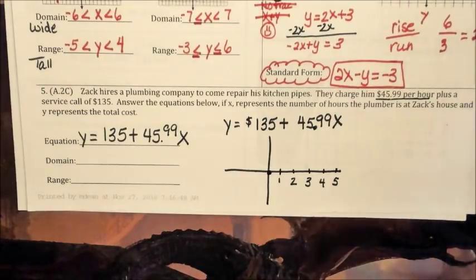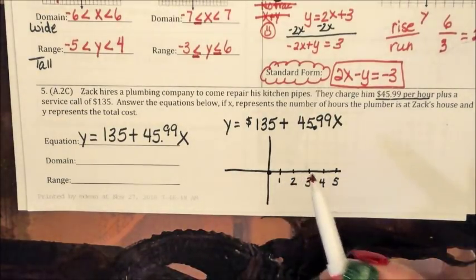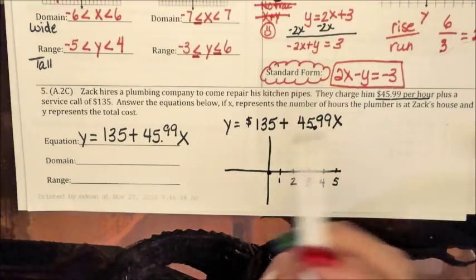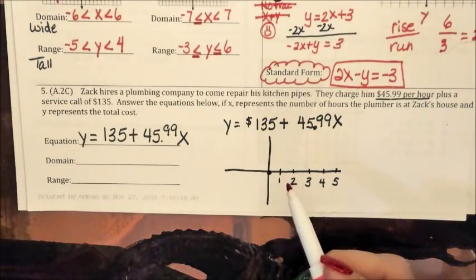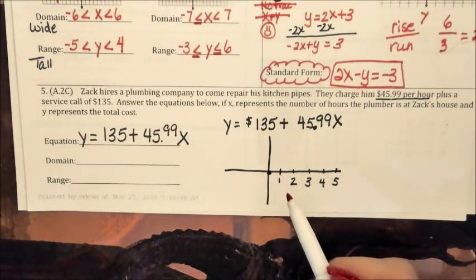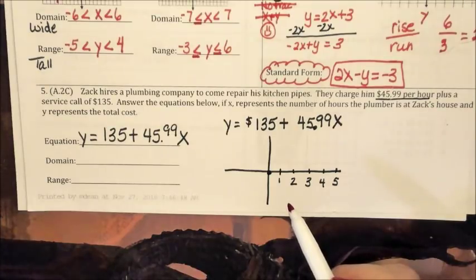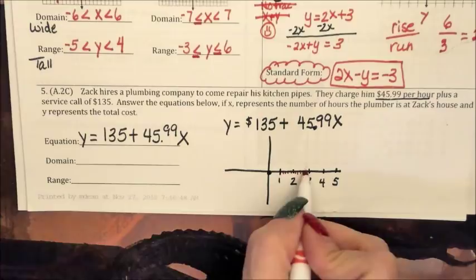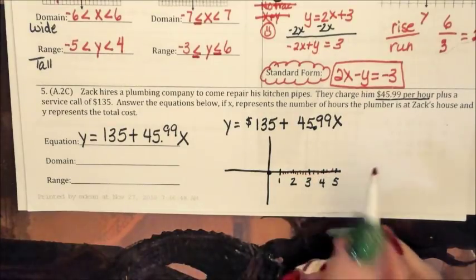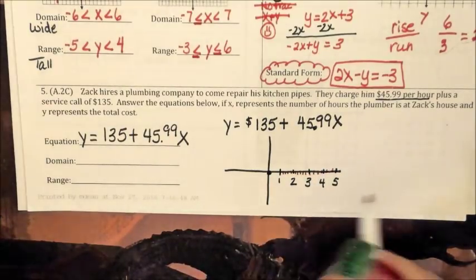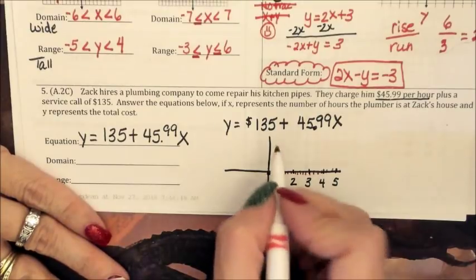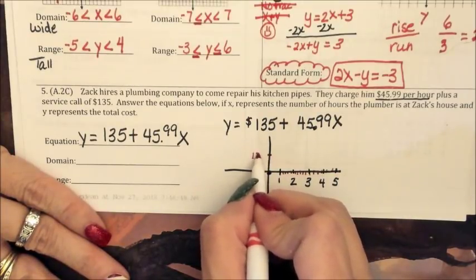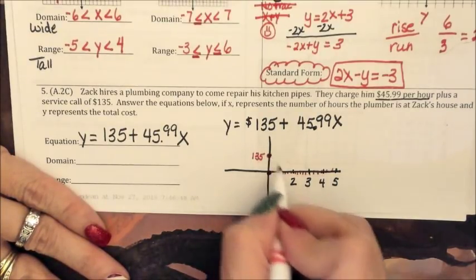He sure could. So we need to keep in mind that this is probably continuous, because he might be at your house 1.2 hours or 2.3 hours. So there's a whole lot of decimal points inside here that he could actually be at our house. Just to come to my house, he's going to charge me how much? Yeah, $135 just to come in the door.